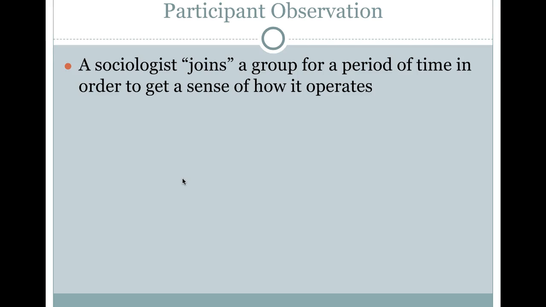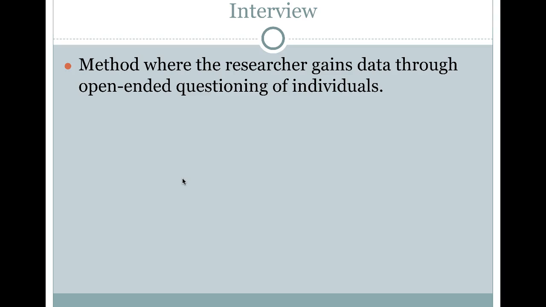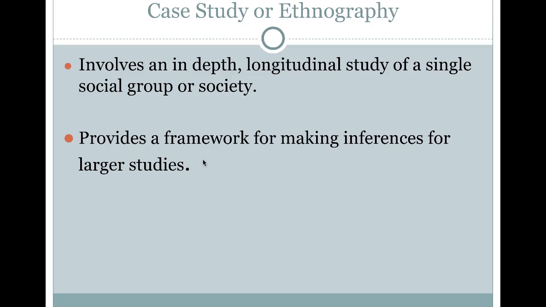Participant observation: some sociologists can actually join in with the group for a period of time in order to get a sense of how things operate. You can interview. This one's pretty straightforward. You ask the individual subjects a variety of different questions, typically open-ended questions, to gather a variety of different ideas, to allow them to really get to the heart of what you're trying to get at.